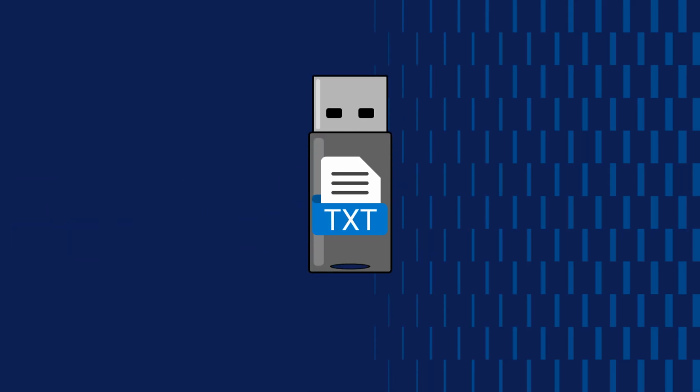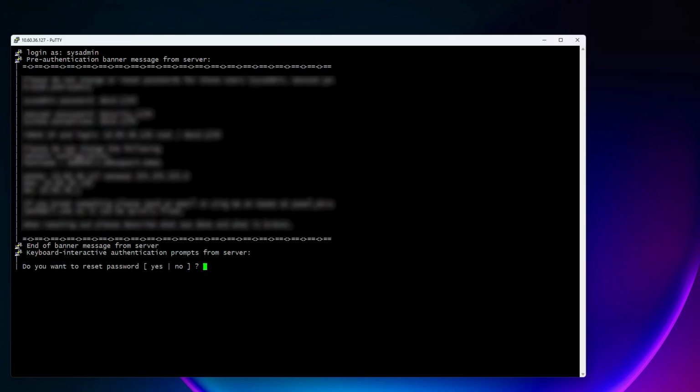Copy the token file from the email to a USB drive and attach it to any free USB port on the affected Dell PowerProtect Data Domain. Connect to the DD via SSH or serial console again. You will be prompted if you want to reset the password. Answer yes and the USB drive will be detected, and if the token is valid, you can enter a new password and hit enter to confirm.